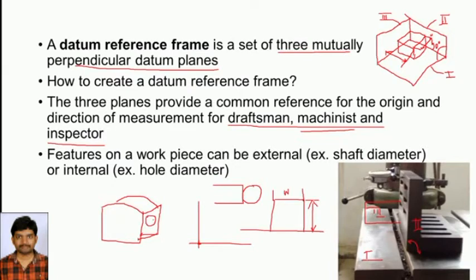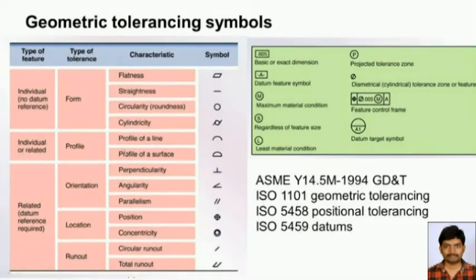Similarly, if you take an object wherein there is some hole, this hole diameter becomes an internal feature. Or maybe inside there is a tapered hole, so this taper is also an internal feature. Or say there is a slot like this, so this is also an internal feature.